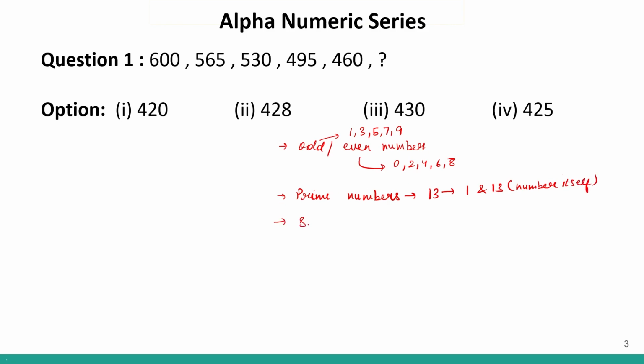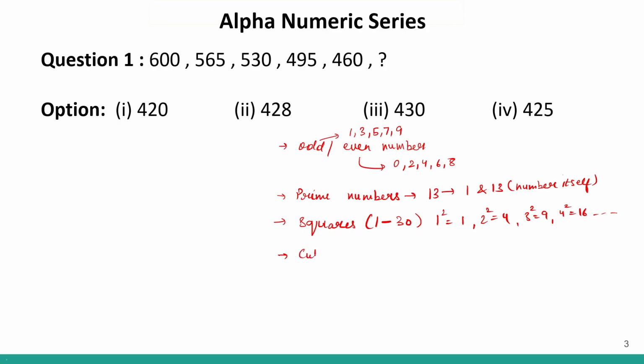Then squares. Squares from 1 to 30 you should at least remember. 1 to 30 is sufficient. If you can remember more than that, very good. But 1 to 30 is necessary. So 1 square is 1, 2 square is 4, 3 square is 9, 4 square is 16 and so on.